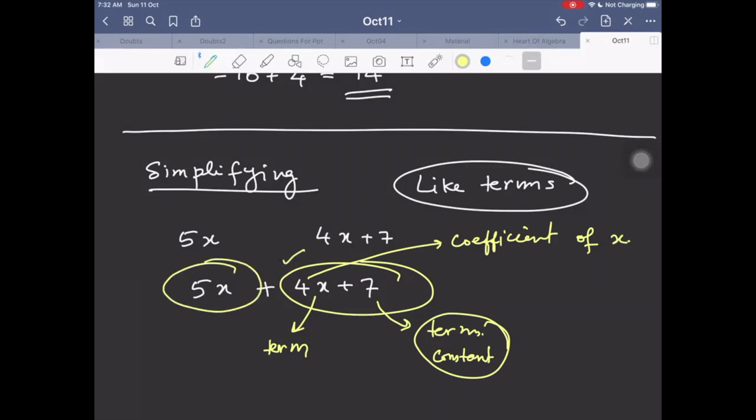So this is one expression. This is another expression. How can you get the sum of these two expressions? This is done by combining the like terms. What are the like terms, or the identical terms? Yeah, 5x and 4x, right? So you can simply combine them. 5x and 4x will be nothing but 9x.